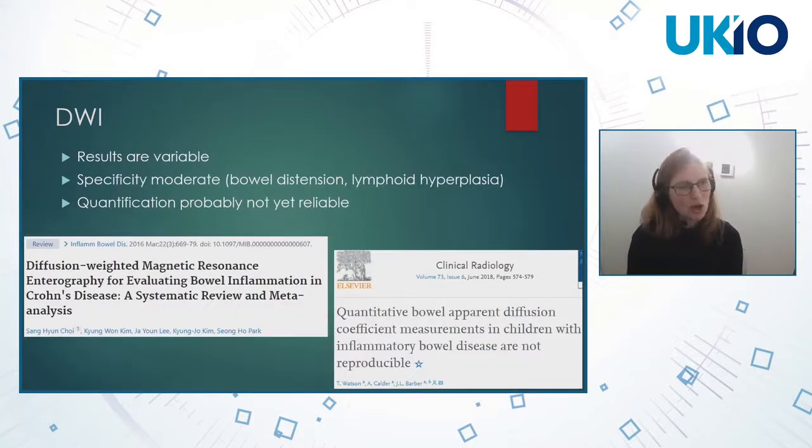But actually, as time has gone on, we found that the thresholds proposed for measuring ADC values have problems in terms of the repeatability of measurements. So although DWI is very good for increasing sensitivity of detection of disease, there are problems with the specificity. If the bowel is not well distended, you can get a lot of artifact, and it can also show up false positives, for example, lymphoid hyperplasia. So useful, but we're probably not there in terms of using it quantitatively for assessment of disease activity.